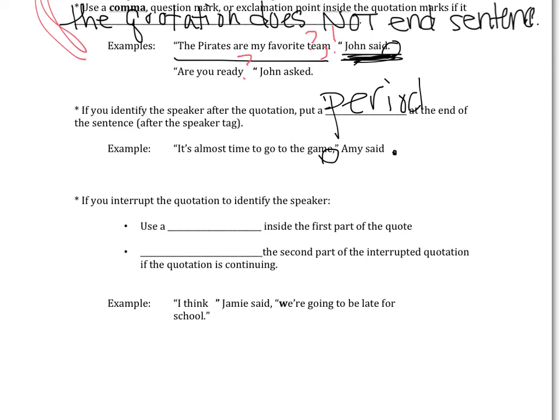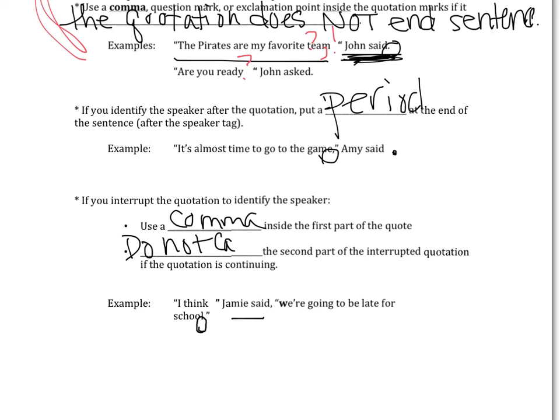If you interrupt the quotation, this is your third option. You can put the speaker tag right smack in the middle of the quotation. This is probably the hardest one to do. But if you decide to put the speaker tag in the middle of the quotation, you can use a comma inside the first part of the quote, and then you would use a period, exclamation point, or question mark at the very end. Do not capitalize the second part of the interrupted quotation if the quotation is continuing.